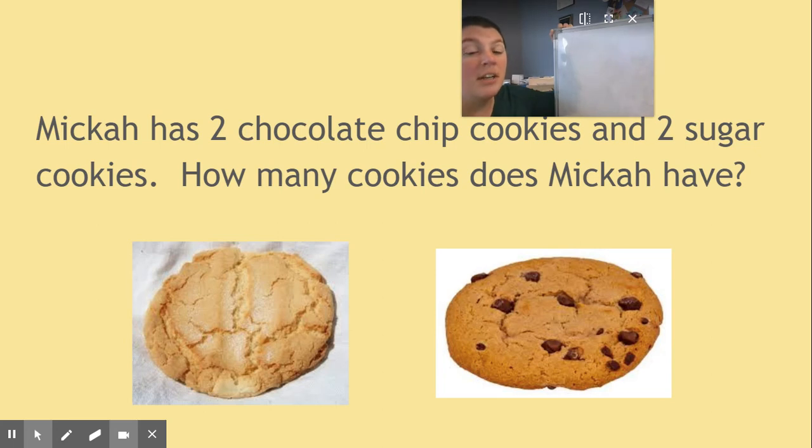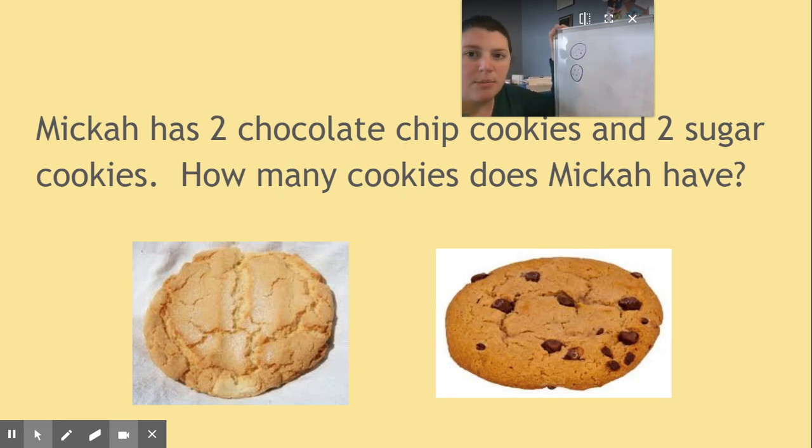Remember, a math drawing should be a quick drawing. You don't need to spend a lot of time on your details. Let's see what this might look like. If I was going to draw this problem, I might think of what's happening or what I heard. I heard that Micah has 2 chocolate chip cookies. I'm going to draw a quick circle, and they're chocolate chips. So I'm going to put a few chips in.